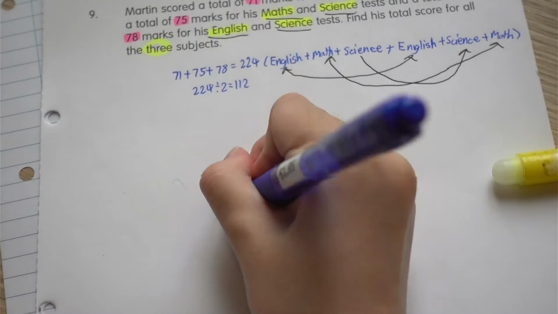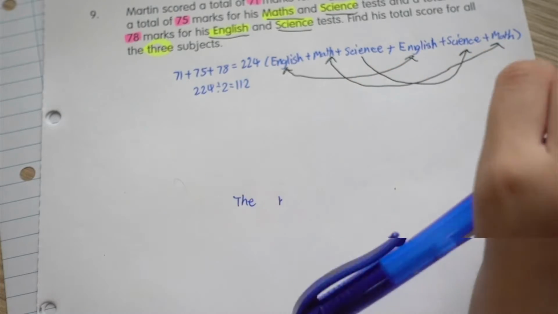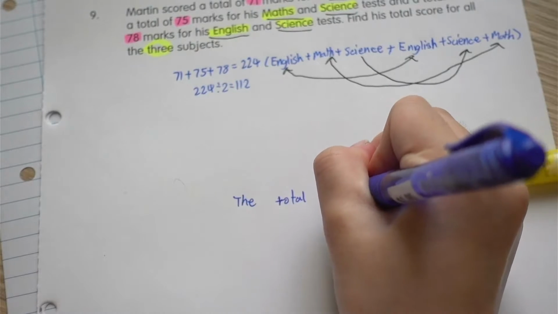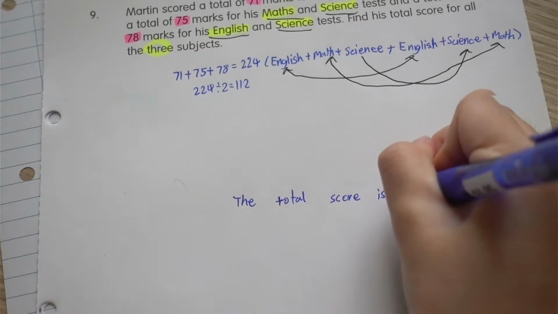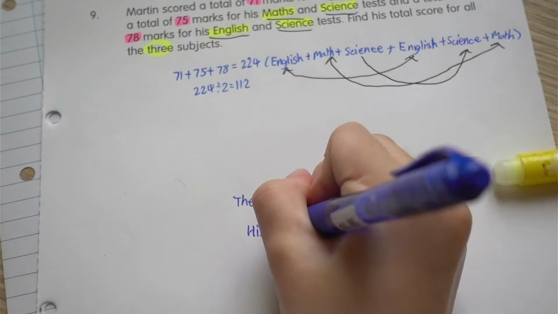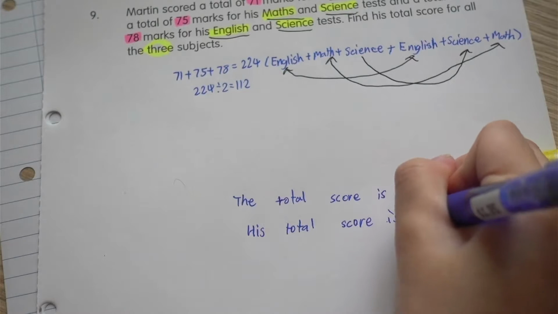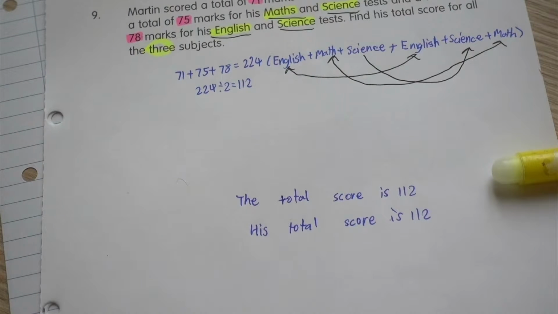So the total, well, we can put the total score. So we have 2 options. We can put the total score is 112, or his total score is 112. But for the long version, we can always put his total score for all 3 subjects is 112. Or his total score for math, science, and English is 112. Or his total score for his math, English, and science papers is 112.